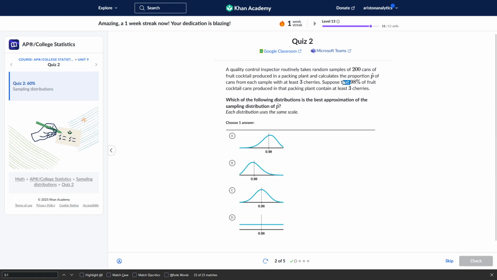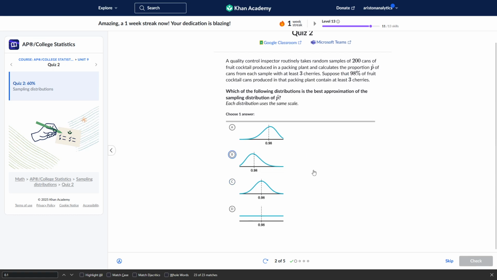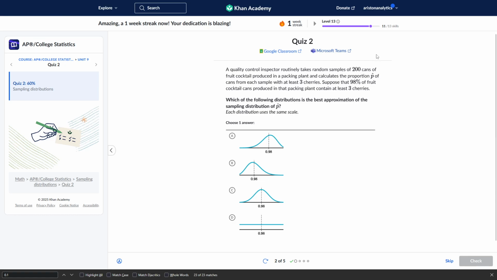And our mean is 98%. We don't know the standard deviation, that's fine. But we can't assume normality. And it's quite close to 1. So I'll assume that it's actually left skewed.